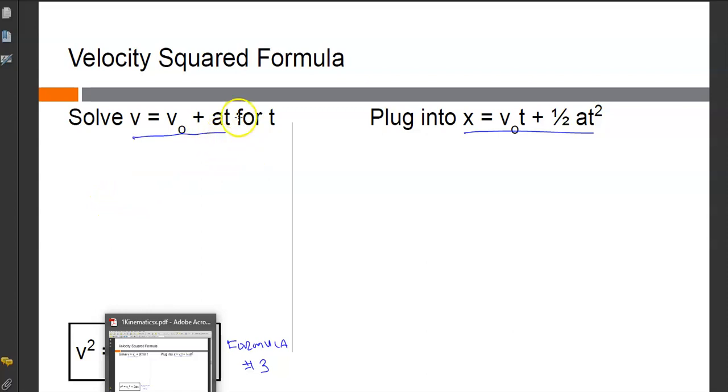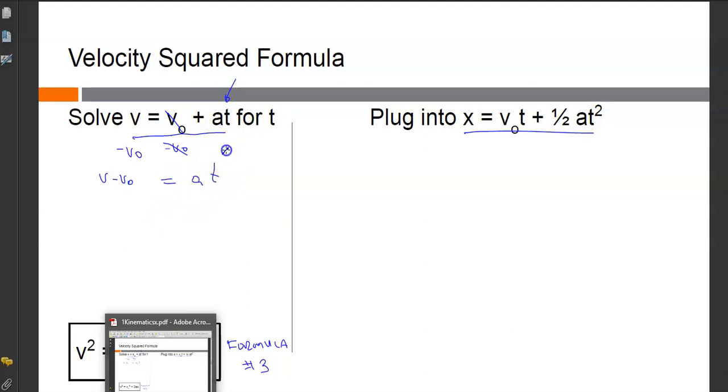This is laid out for us here. You can see that I want to solve it for t. Well, t is right here. I want to get that by itself. So the first thing I'm going to do is subtract v naught from both sides. Again, I can do anything I like, as long as I do it to both sides. V naught minus v naught would be 0. I'd have a v minus v naught on the left, and nothing but this a times t on the right.